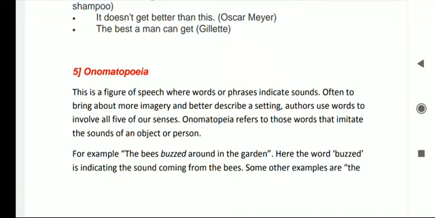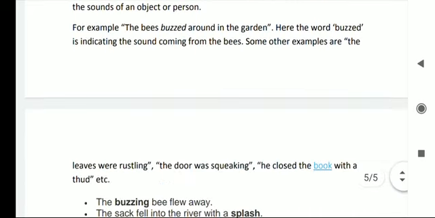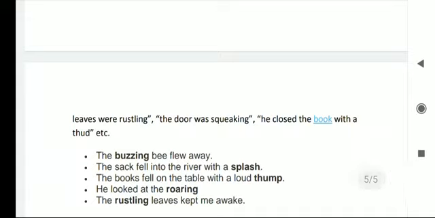Here the word buzzed is indicating the sound coming from the bees. Right? Some other examples are: leaves were rustling. This rustling is the sound of the leaves. The door was squeaking. So this is squeaking. This is the sound of the door.